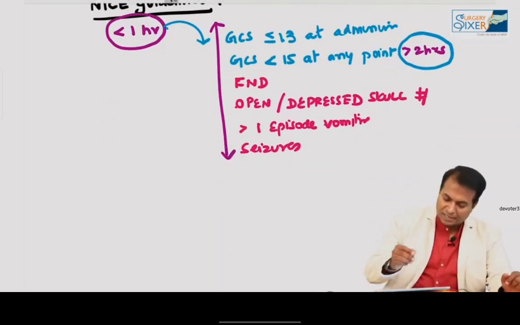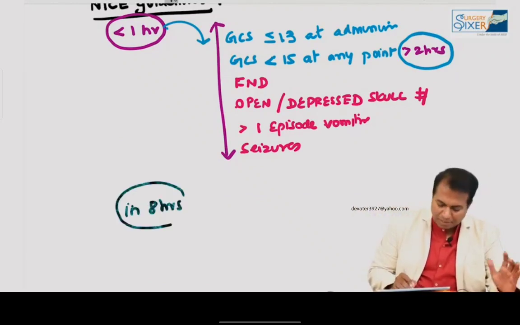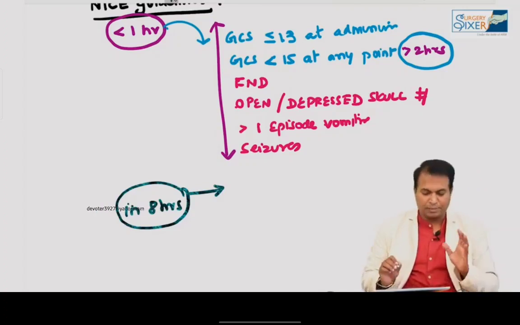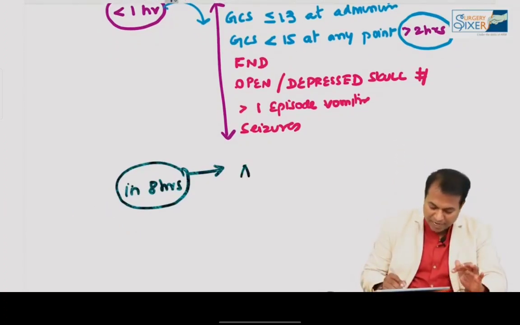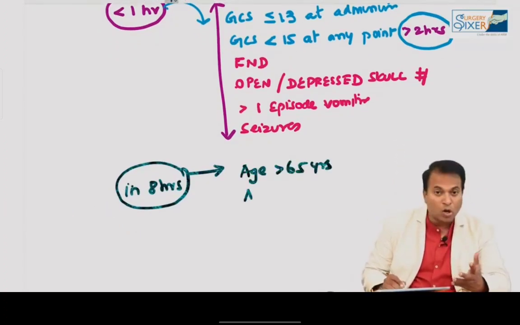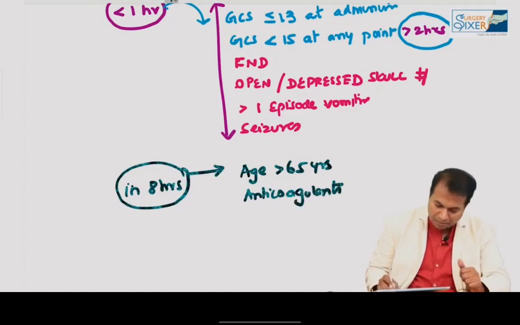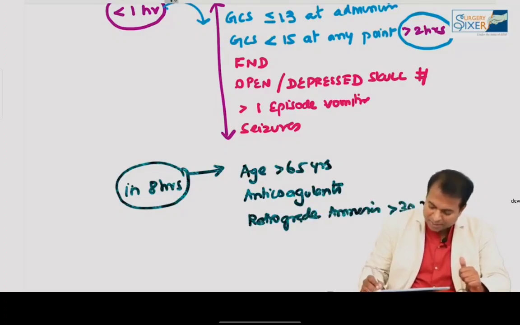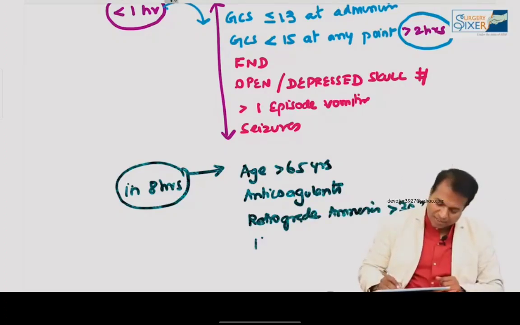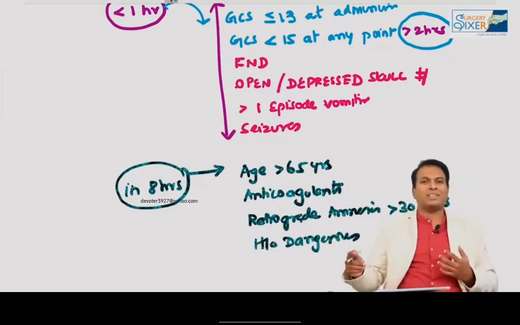And what are the indications for taking CT in 8 hours? Not so emergency, but better to take it in 8 hours. Not an emergency, not to be taken within 1 hour, but better to take in 8 hours. Age of the patient is more than 65 years. Patient is taking some anticoagulants. Patient is having retrograde amnesia for more than 30 minutes. And history of dangerous mechanism. The patient is telling, sir, I was walking on the road, suddenly a train came and hit me and I came here.